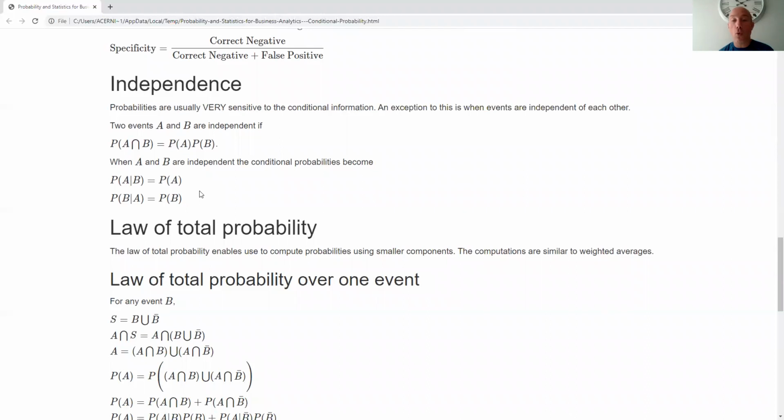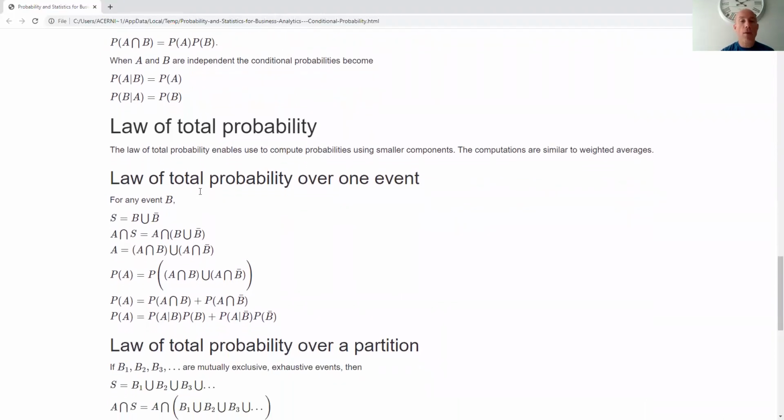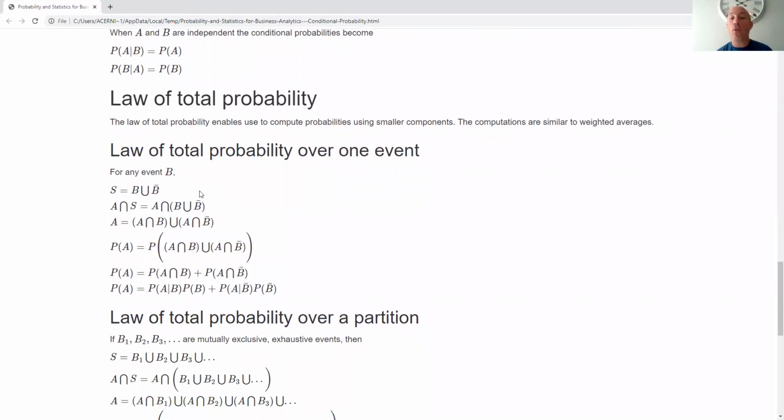Now, the law of total probability. This enables us to compute probabilities over smaller components. So the idea here is that if I've got something that's just too unwieldy, and I can't get my arms around the whole thing, I can break it down into smaller components, work with the smaller components, and figure out what it is I actually want.